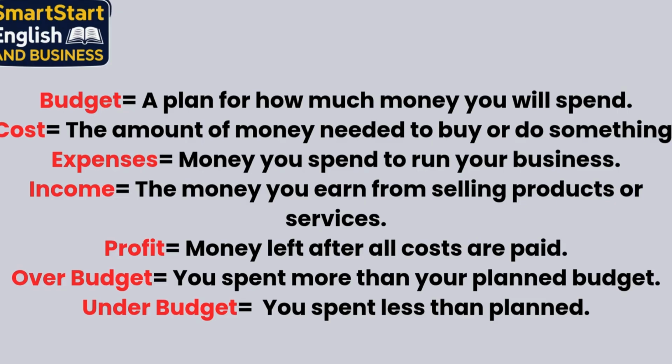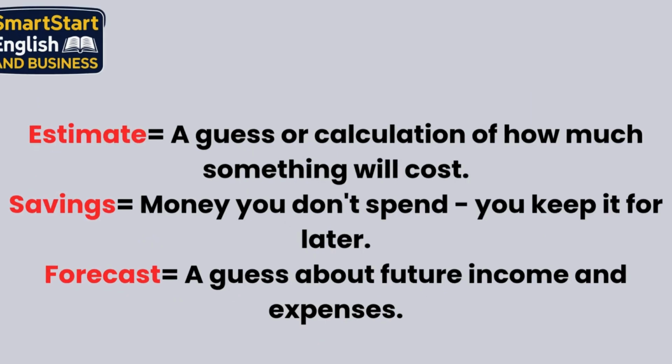Over budget. You spent more than your planned budget. Under budget. You spent less than planned. Estimate. A guess or calculation of how much something will cost. Savings. Money you don't spend. You keep it for later. Forecast. A guess about future income and expenses.